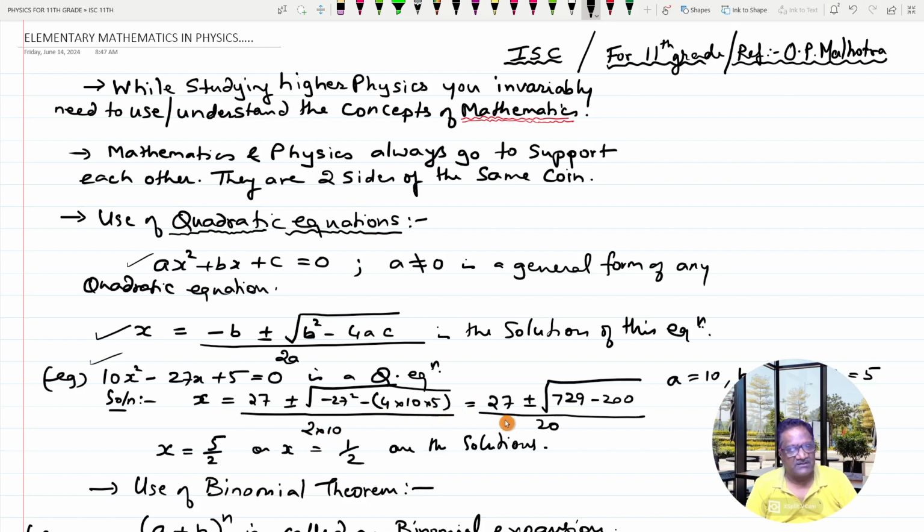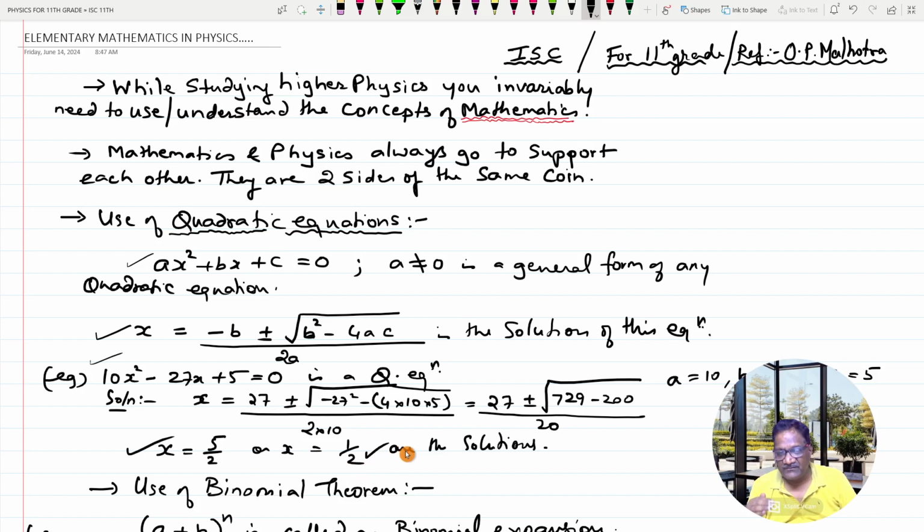Now when you work this out, you will get 27 plus or minus root of 729 minus 200, whole divided by 20. And if you work this out, you will get x equal to 5 by 2 or x equal to 1 by 2. So these are the two values of x. These are the two solutions of the quadratic equation, that is x equal to 5 by 2 or x equal to 1 by 2. This is how generally we find the solution to a quadratic equation.